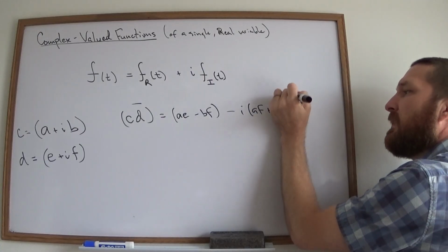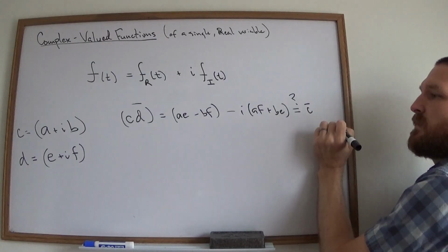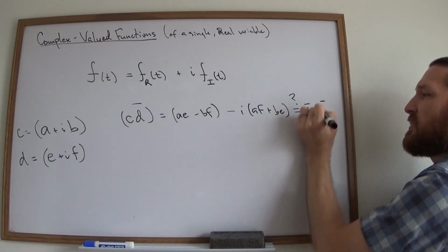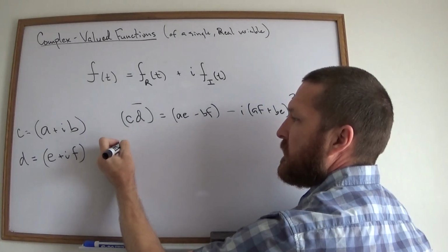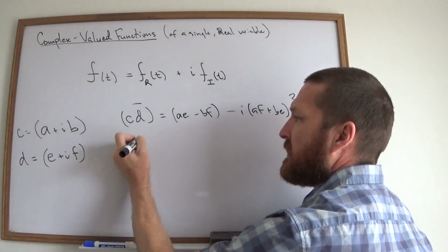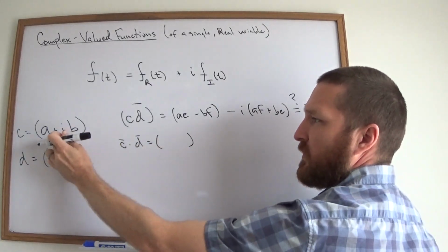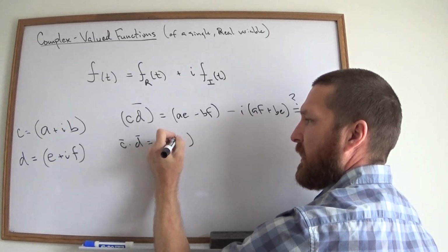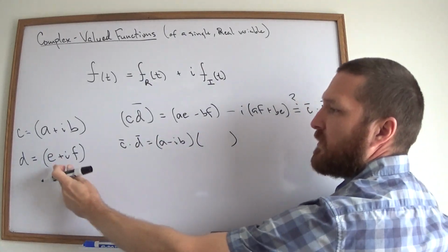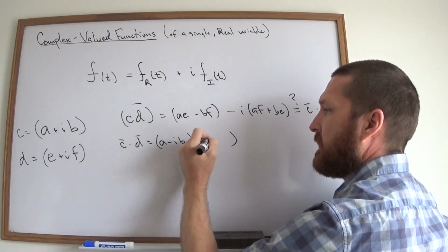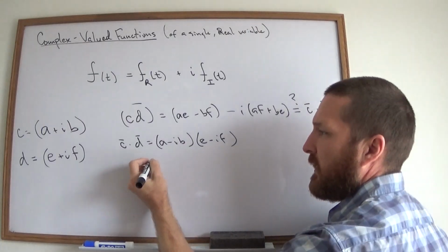Is this the same thing I would get as if I took the conjugate of them first, C conjugate, D conjugate, and then multiplied it? Let's find out. C conjugate times D conjugate is the conjugate of C, which is A minus IB, times the conjugate of D, which is E minus IF. So now first, outer, inner, last. Let's see what I get.